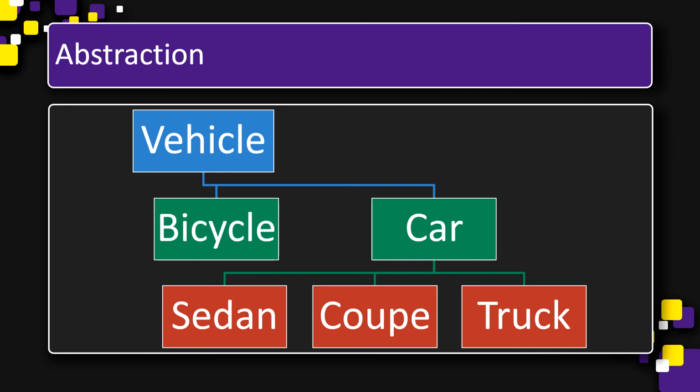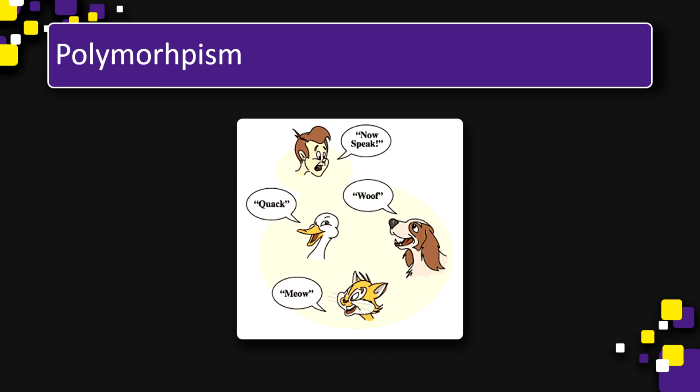Now, each of these are going to have perhaps different data values. For example, a car is going to inherit perhaps number of wheels as a data value from vehicle, but it's also going to have one that bicycle doesn't have, that vehicle doesn't have, which is number of doors. So number of doors might be something car has, but the sedan, the coupe, and the truck are all going to overwrite that value with something of their own, and that is actually something known as polymorphism.